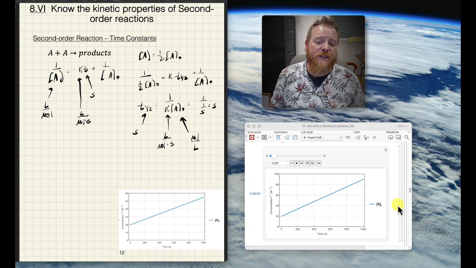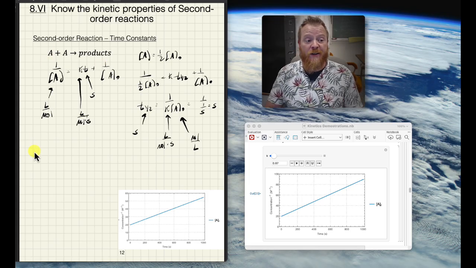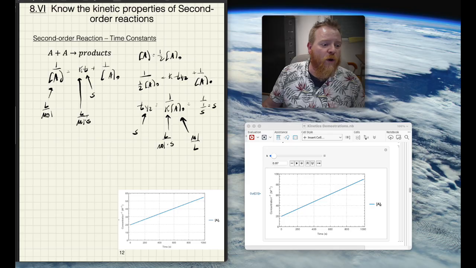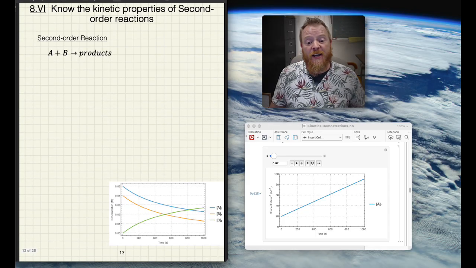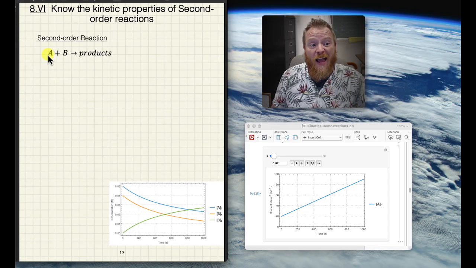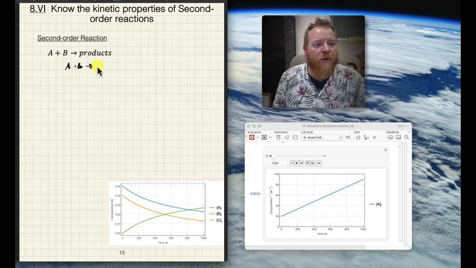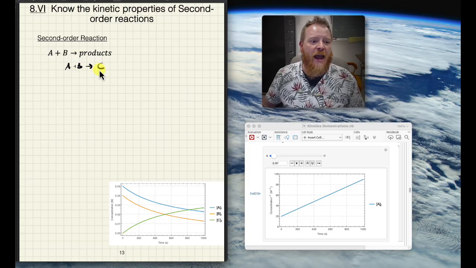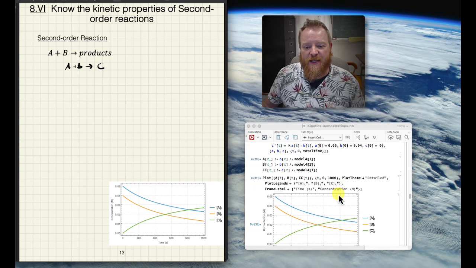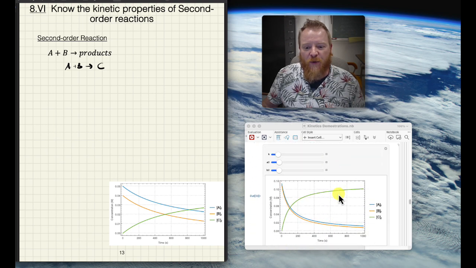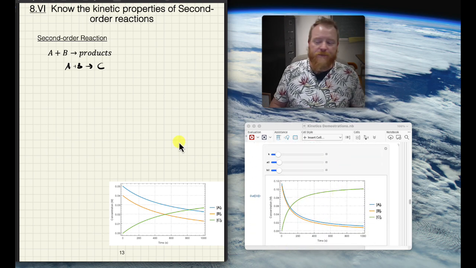So now that was a discussion for having a second order reaction where we just have one reactant. So what if we have a second order reaction that looks something like this? A plus B goes to products, where it's first order in A and first order in B. So now in this Mathematica model, I've got that written as A plus B goes to C, and I can find that model right in here, okay?